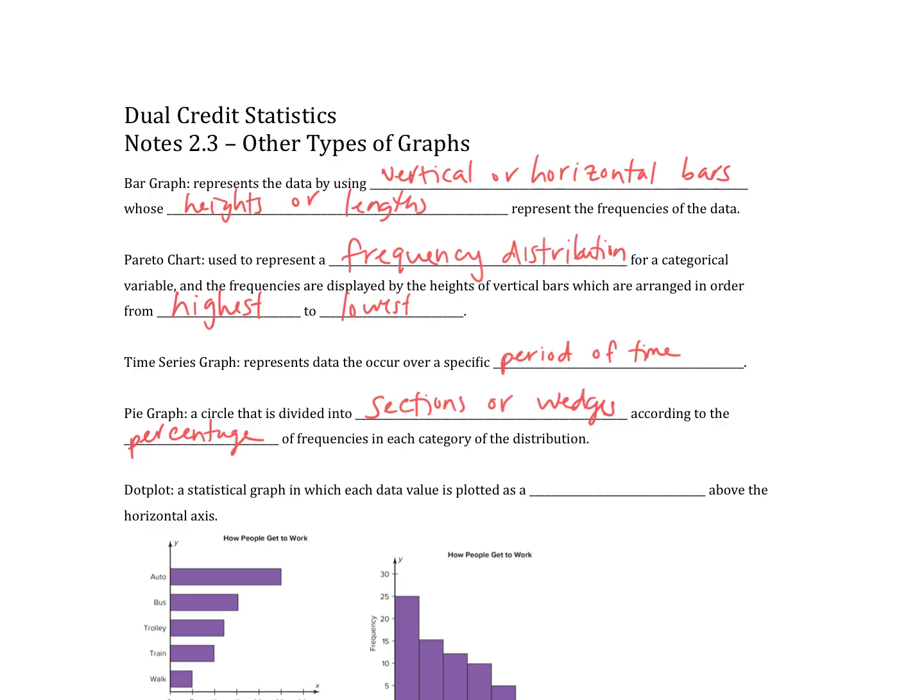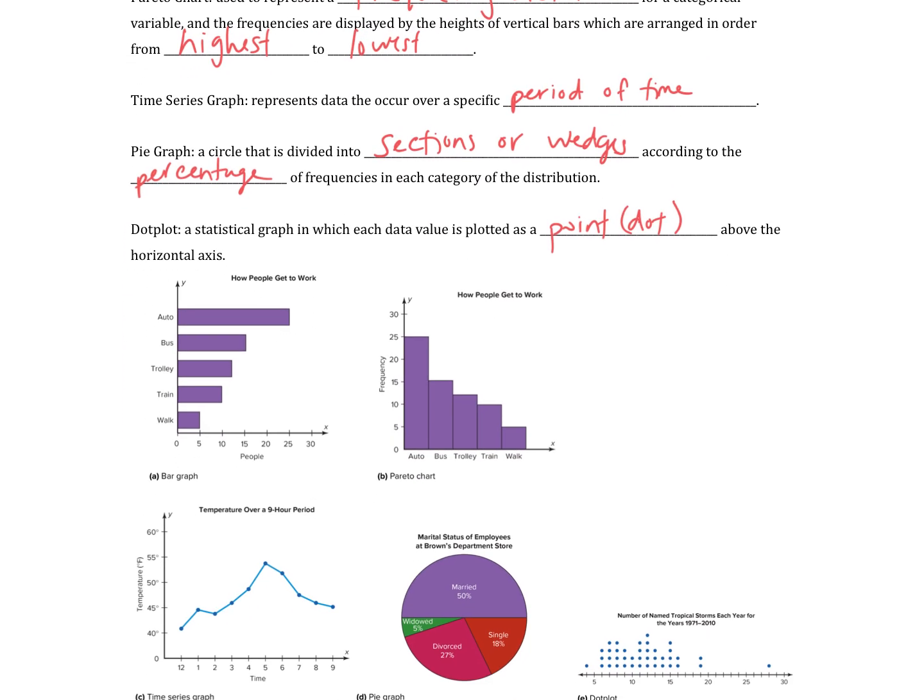And then a dot plot is a statistical graph in which each data value is plotted as a point or a dot above the horizontal axis. So here are some examples. The top left is your bar graph, a horizontal one. And then B is a Pareto chart. So again, it starts with the largest and then it goes down.